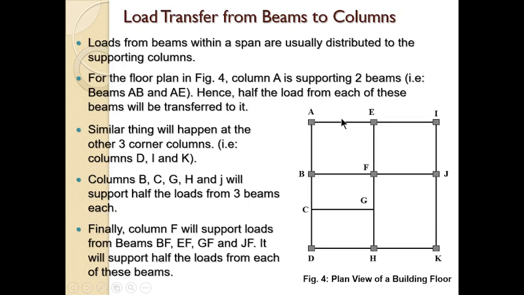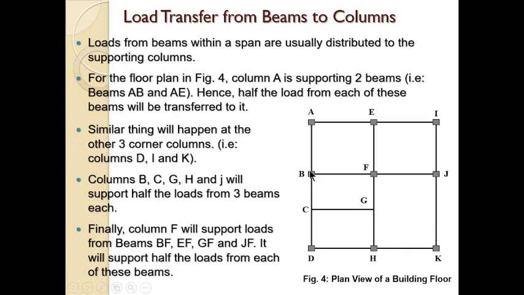So half of the load from beam AB will be carried by column A, while half will be carried by column B. When you come to beam AE, half will be carried by column A, and half of that beam load will be carried by column E. And that is how. Now, a similar thing will happen at the other three corner columns. That is this column, this column, this column, this column. Now, columns B, C, G, H, and J.